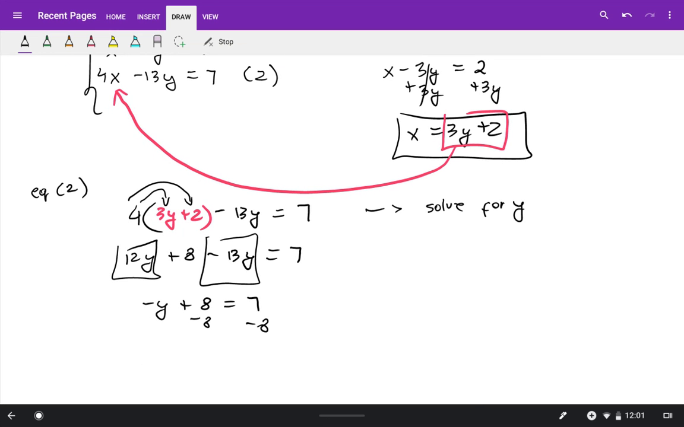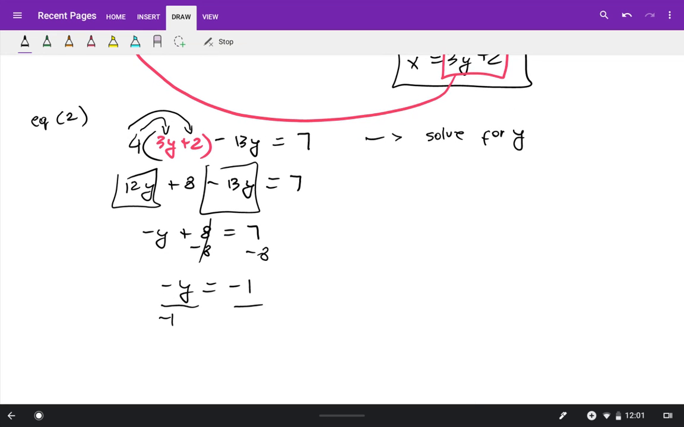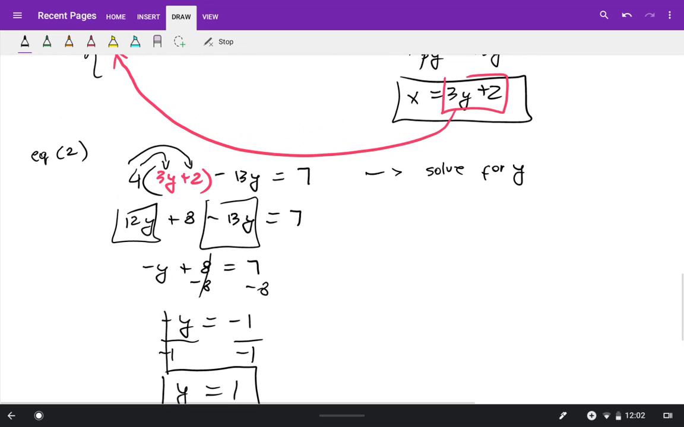Subtract 8 from both sides. We're getting negative y equal -1, and divide each by -1. So we got that y is equal to 1. Now, when you solve a system of equations, you need x and y. Your solution should be a point, x comma y. So now to get x, we'll go back here. We know that x is the same as 3y plus 2. Since we know y is equal to 1, this is 3 times 1 plus 2. So this is 5. So the solution is a point x comma y, which in our case will be 5 comma 1.